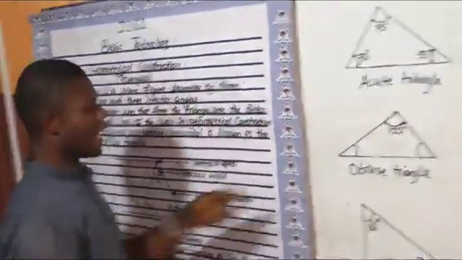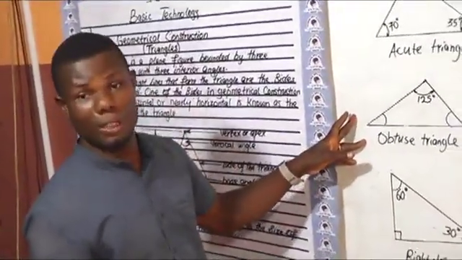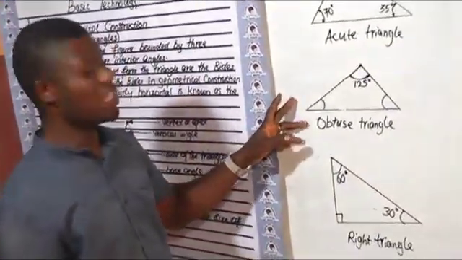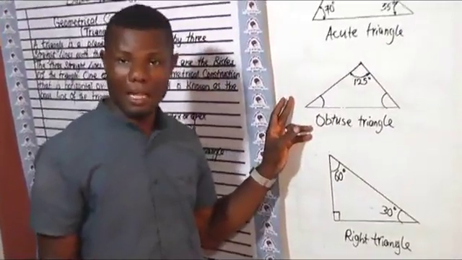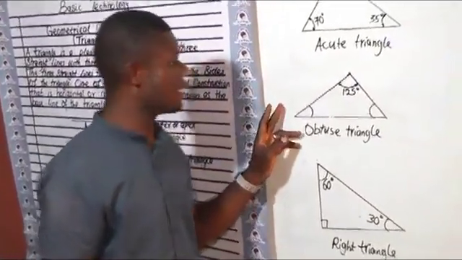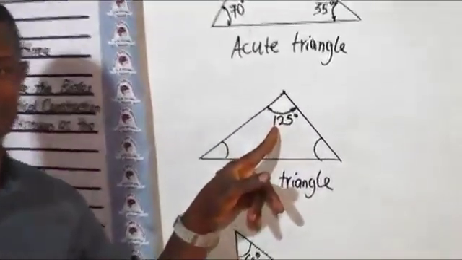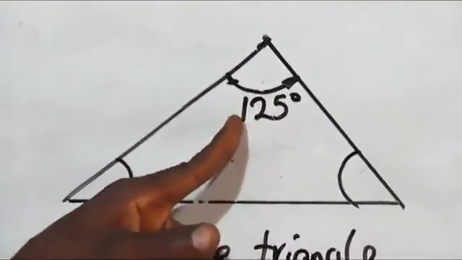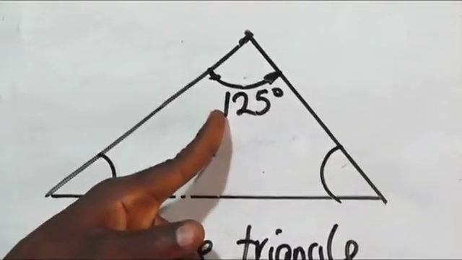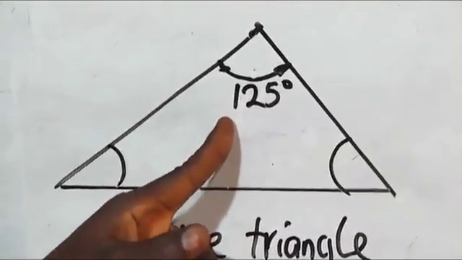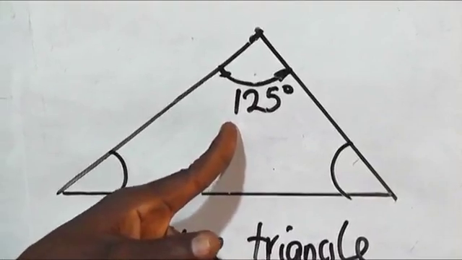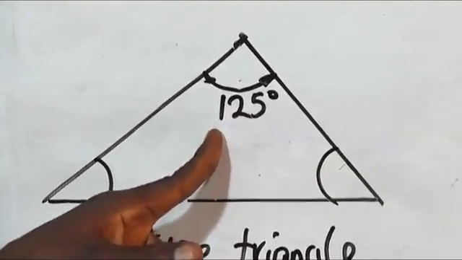Now, we still have another type of triangle here, which is the obtuse triangle. We call this obtuse triangle because one of the angles is greater than what? 90 degrees. As you can see, this vertical angle is 125 degrees. So you see that it's greater than what? 90 degrees. And we'll call this obtuse angle.